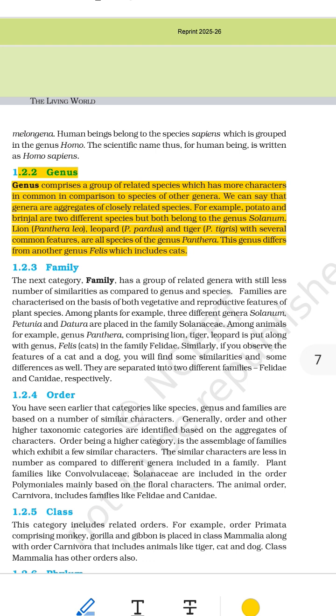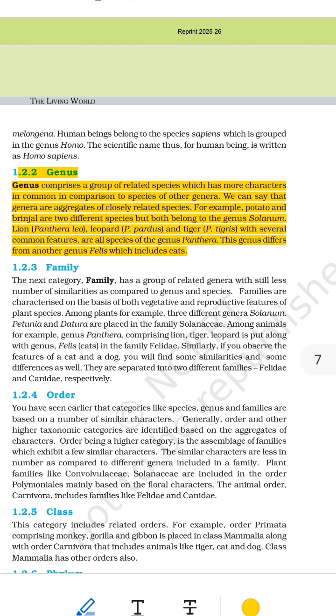Original paragraph. Genus. Genus comprises a group of related species which has more characters in common in comparison to species of other genera. We can say that genera are aggregates of closely related species. For example, potato and brinjal are two different species, but both belong to the genus Solanum.